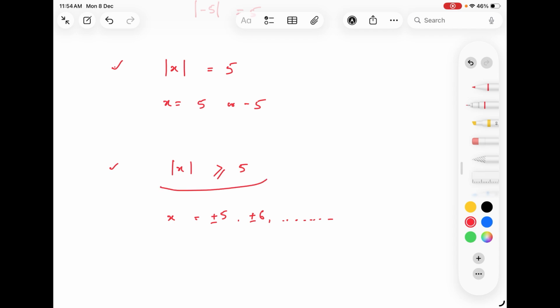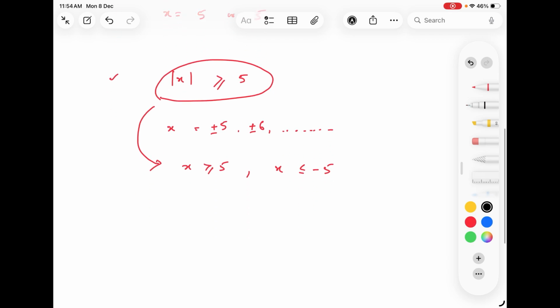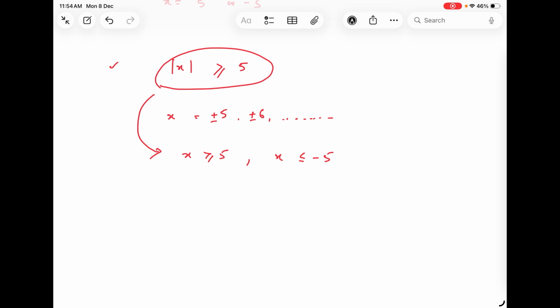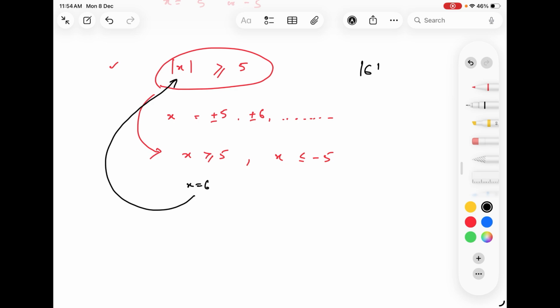It means for this type of function, what you can write is either x is greater than or equal to 5 or x is less than or equal to minus 5. To make it more clear, you can simply take a number greater than 5, say 6, and plug it in over here. Absolute value of 6 is 6, yes, it is greater than 5. And if I take a number less than minus 5, say x equals minus 6, plug in over there, we get this as 6, which is again greater than 5.